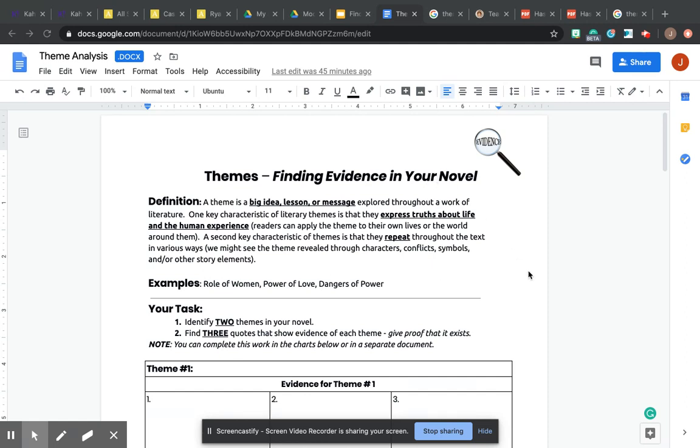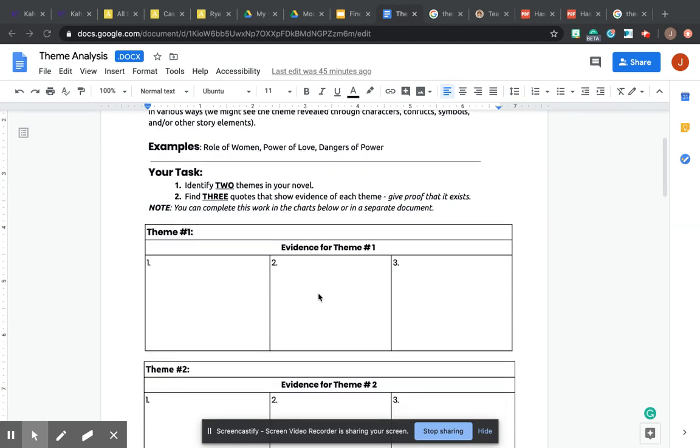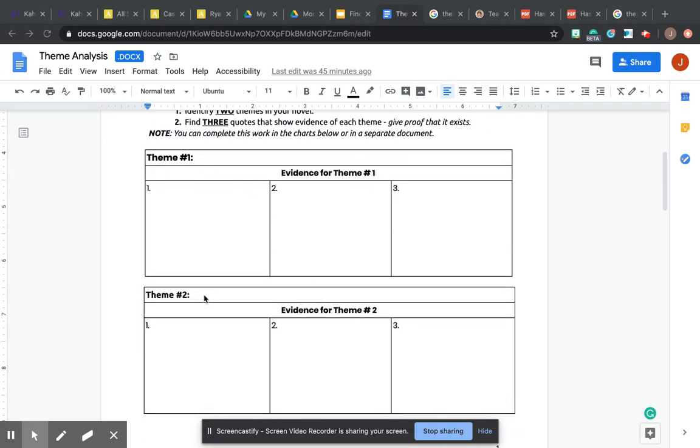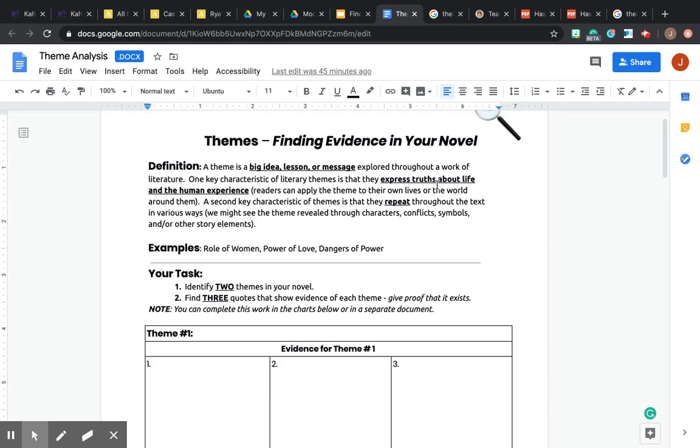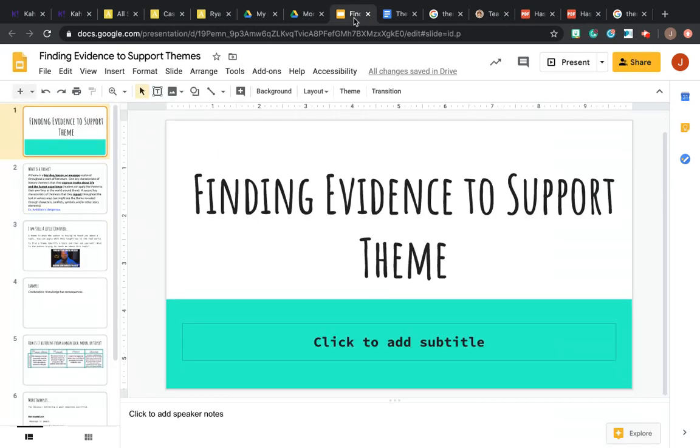So for your activity today, you'll see this worksheet pop up on your screen. You're going to have to identify two themes in your novel. You'll write one theme here, and then you will have to find three pieces of evidence from your novel to prove that that theme actually exists in your book. Before you can do that, I'm going to go over what a theme is and how you can best find evidence to support that theme.